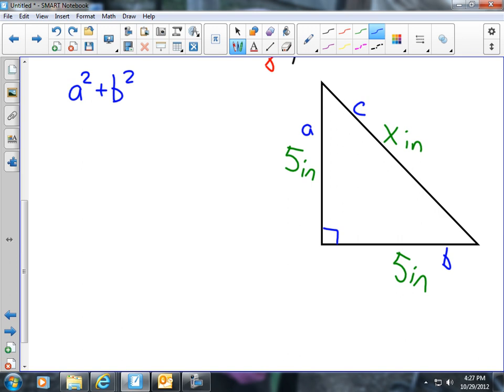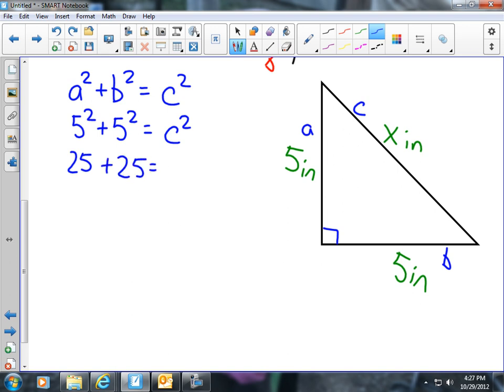squared equals c squared. And then again, we know that a is 5, so it's going to be 5 squared. We know that b is 5, so it's going to be 5 squared. And then c, we don't know what it is, so it's just c squared. 5 squared is 25, because 5 times 5 is 25, plus, again, 25 equals c squared. And then 25 plus 25 equals 50. And then that equals c squared.